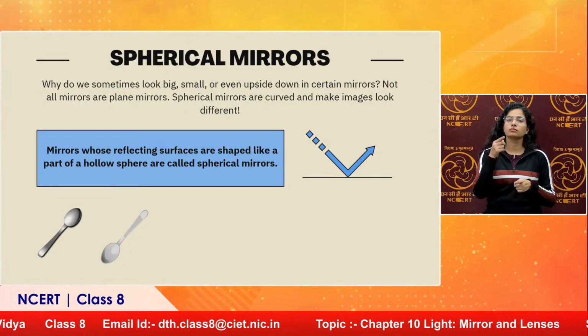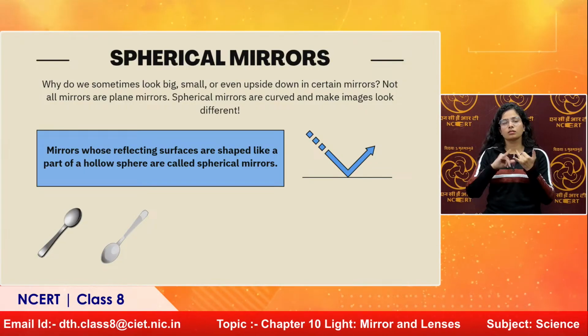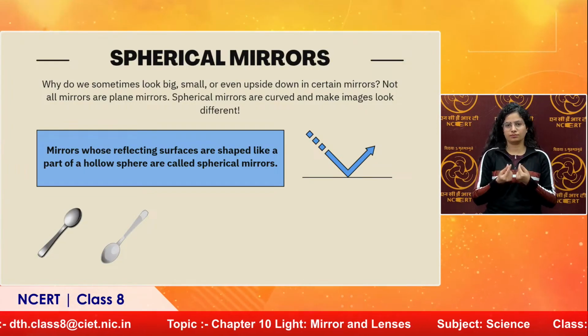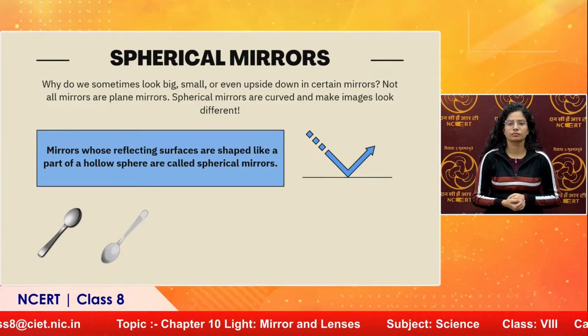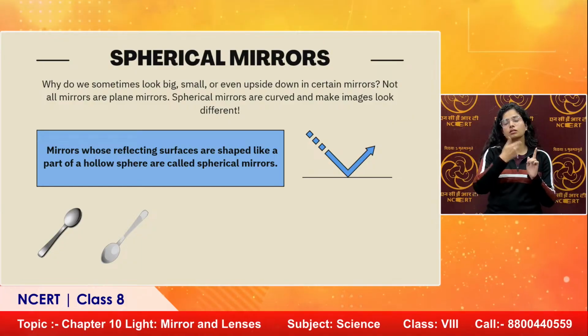Now if we talk of spherical mirrors, what are spherical mirrors? They have reflecting surfaces that are part of spheres. So we'll quickly draw that also. These mirrors are called spherical mirrors. Why do we call them spherical mirrors? I'll show you the reason.